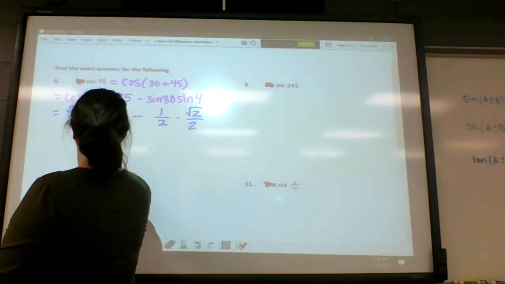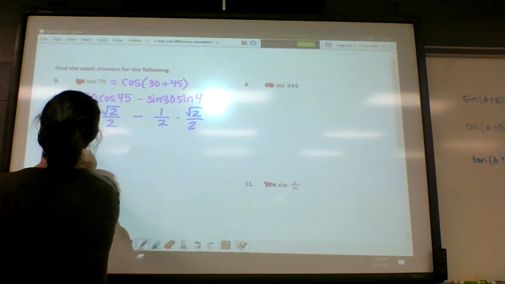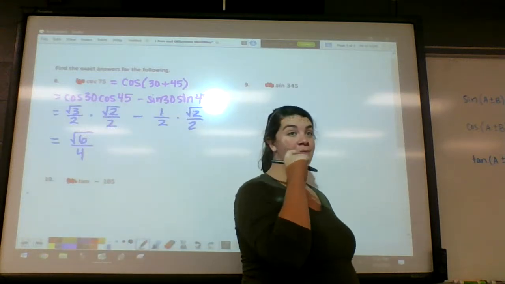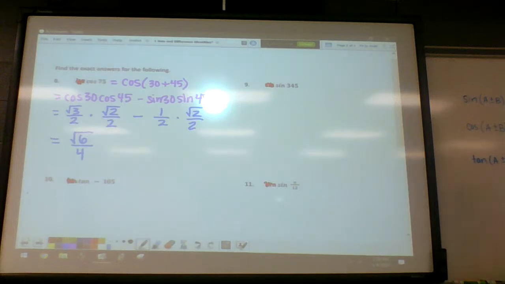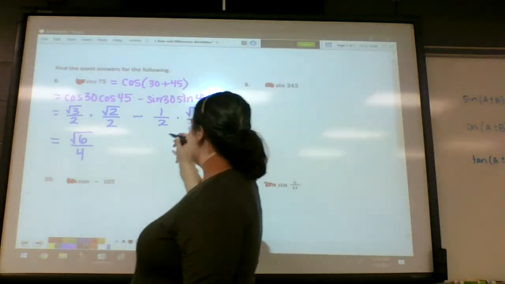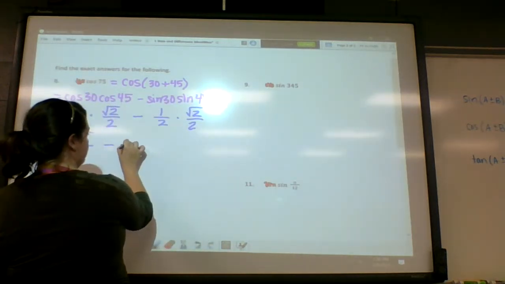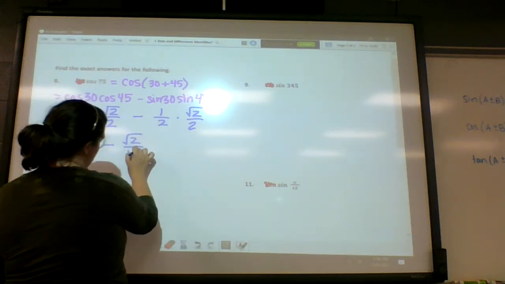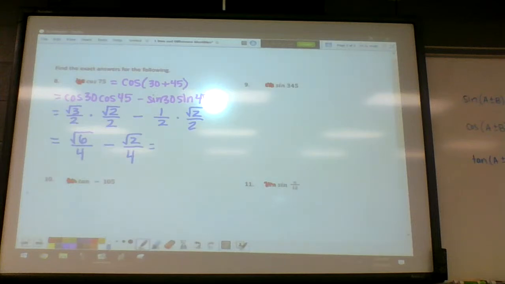This first piece right here. What do you think? Square root of 6 over 4? Numbers inside square roots can multiply with other numbers inside square roots. So 2 times 3 is 6, and that lives in a square root. And then when you're multiplying fractions, in the denominator, 2 times 2 is 4. The second set, 1/2 times the square root of 2 over 2. Square root of 2 over 4. And that has a minus in front of it.